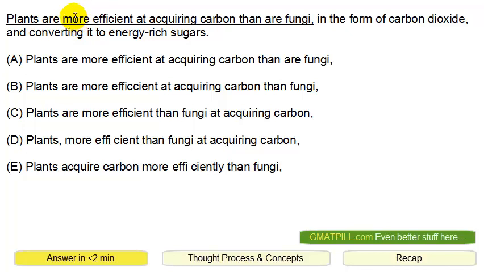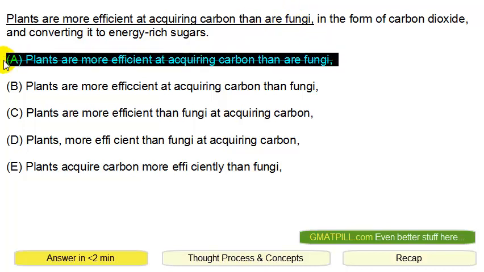Plants are more efficient at acquiring carbon than are fungi. Alright, this is apples and oranges. We're trying to compare plants' ability to acquire carbon with fungi's ability to acquire carbon. So A is almost saying that plants are more efficient at doing this than they are at acquiring fungi. That doesn't make sense. So A is no good.